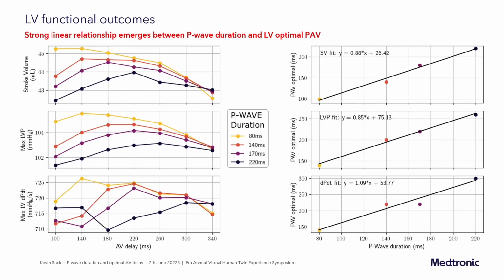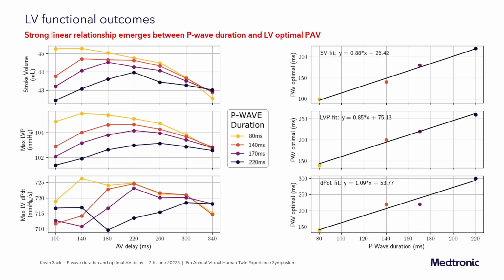So we can also take some hemodynamic metrics: LV stroke volume, max left ventricular pressure, and max LV dP/dt, which is a proxy, looking at the gradients of the pressure trace, for contractility. And what we did is we took the peak value, or the ideal value, that we saw in each of those curves and plotted it as a function of P wave duration.